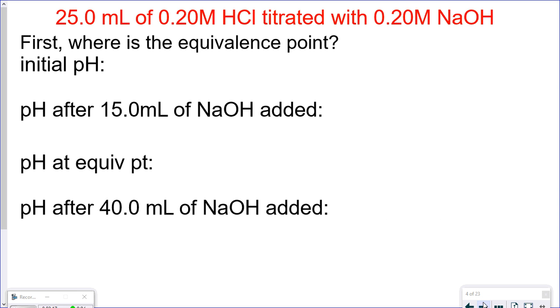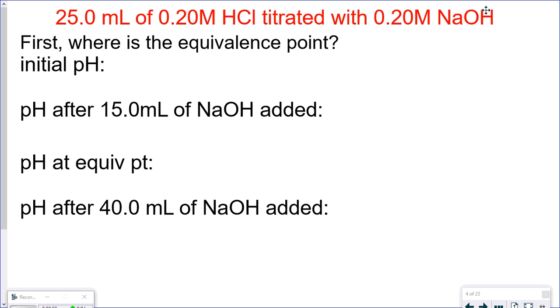So here's a sample problem that we may see with the strong acid and strong base. There's supposed to be an extra line in here, excuse me. So we have 25 milliliters of a 0.2 molar hydrochloric acid that's titrated with 0.2 molar sodium hydroxide. First question wants to know where's the equivalence point. This is where we would normally do stoichiometry, looking at our mole ratio and everything.